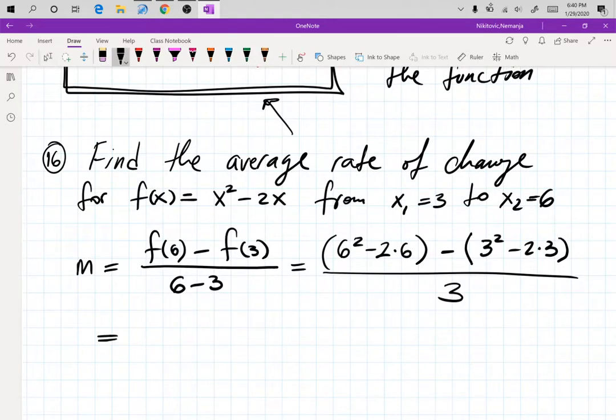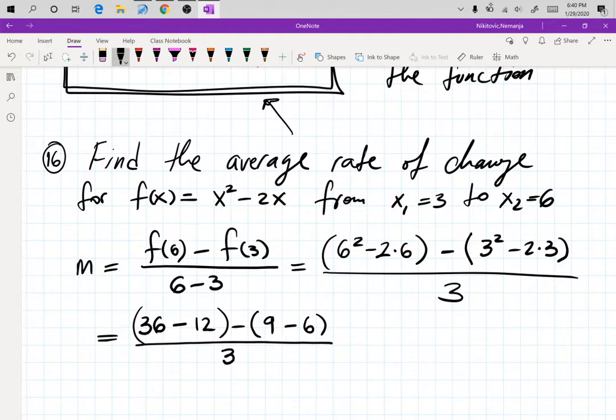6 squared is very good. Minus 2 times 6 is, perfect. Minus 3 squared is, good. Minus 2 times 3 is, all divided by 3. 36 minus 12 is, minus 9 minus 6 is, all divided by 3. 24 minus 3 is, divided by 3 is 7. Yeah.